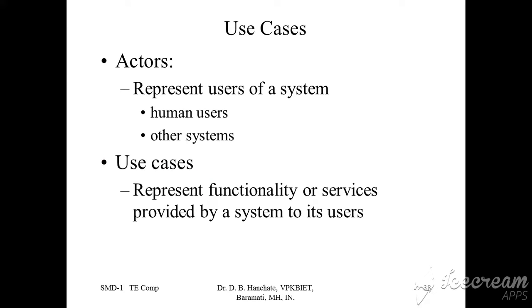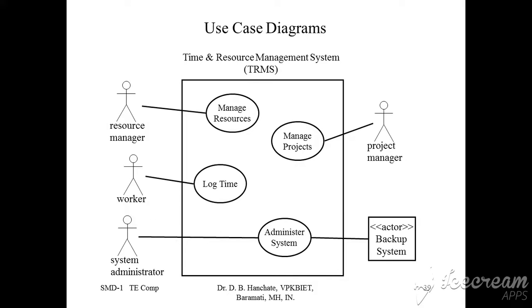So we have done the first steps. Now determine the system's use cases. Use cases are having two parts. These actors represent the users of a system. It may be human users, or other systems or devices, or any node, or any electronics part, or any machines are also being called actors. So use cases represent the functionality or services provided by a system to its users. So we got the use case diagram now of the time and resource management system.